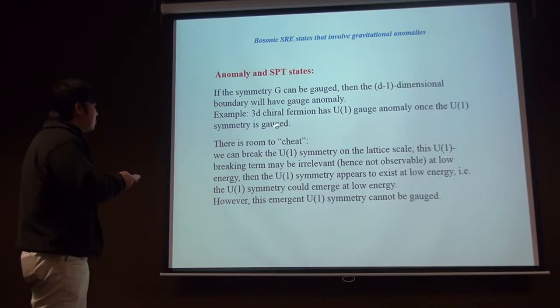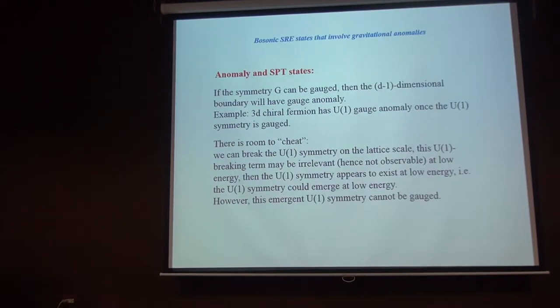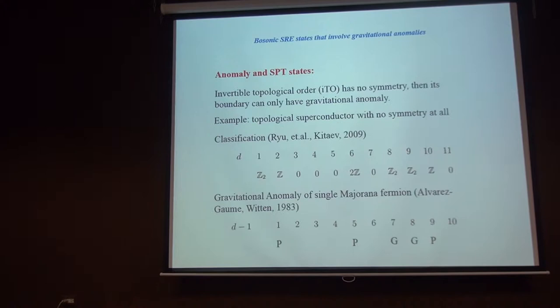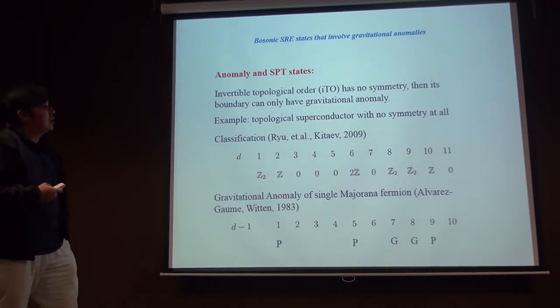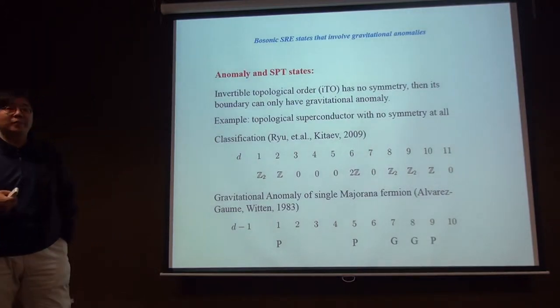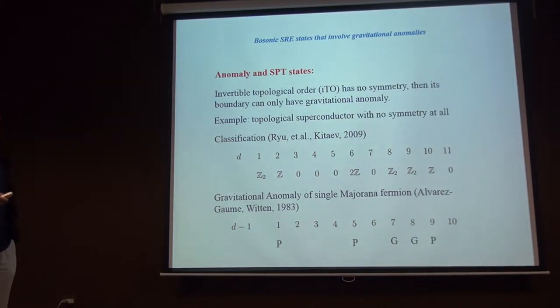Okay, so I'm going to get back to this point later, but now let me look at another kind of anomaly, which is also something that Xiaogang mentioned yesterday. Xiaogang introduced the concept of invertible topological order. This kind of topological order has no symmetry at all. That means that its boundary state is gapless, but its boundary state has no global symmetry that we can gauge. It has no internal global symmetry we can gauge.